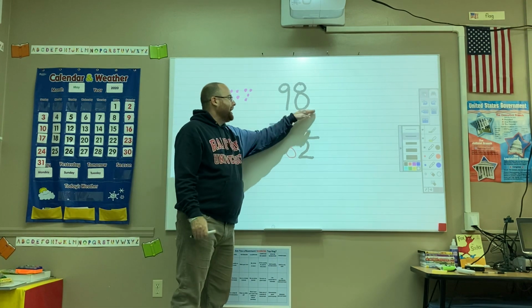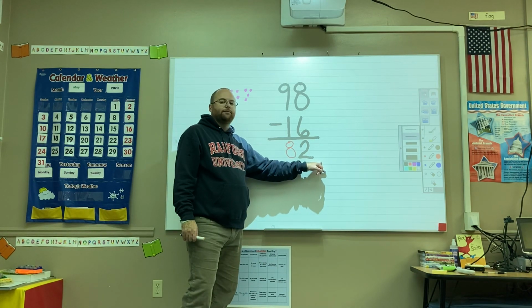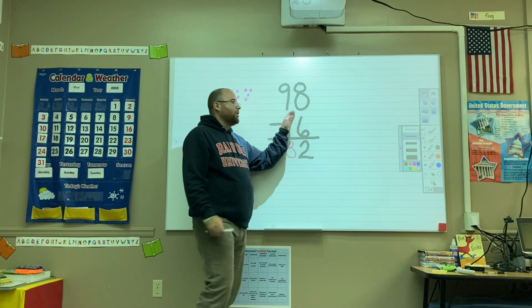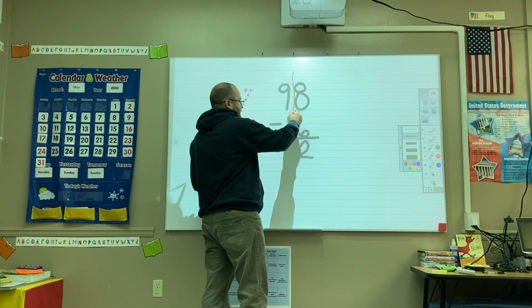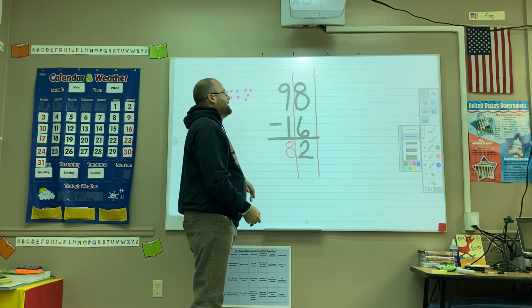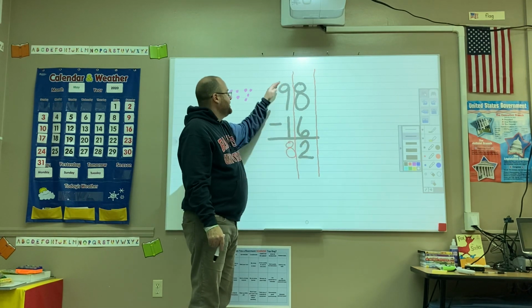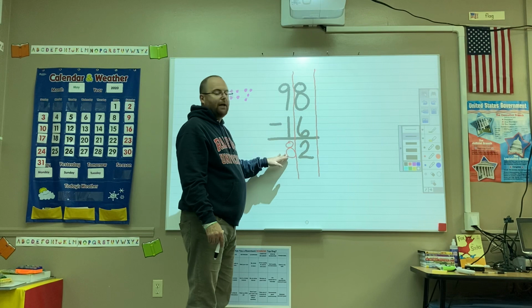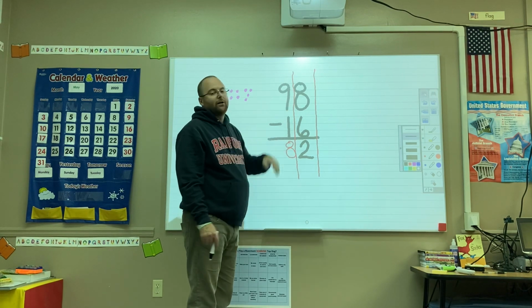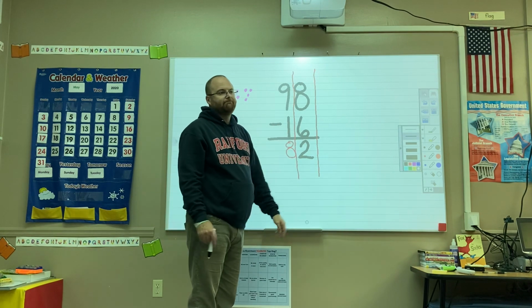So 98 minus 16 is 82. All right. You broke that problem down to make it easier. You were able to do 8 minus 6, which gave you 2, and then you did 9 minus 1, which gave you 8. And then you can say it all together. 98 minus 16 equals 82.